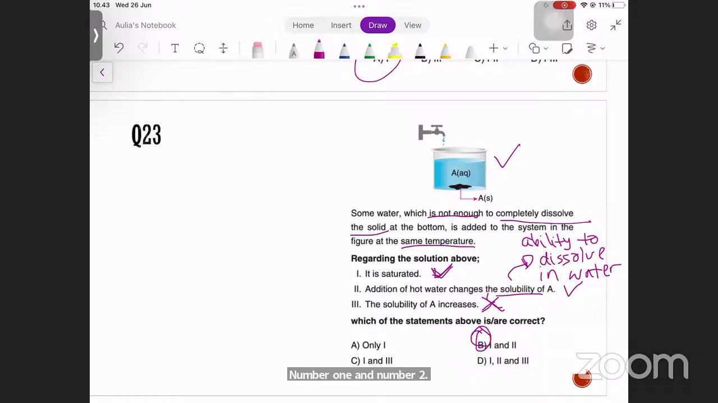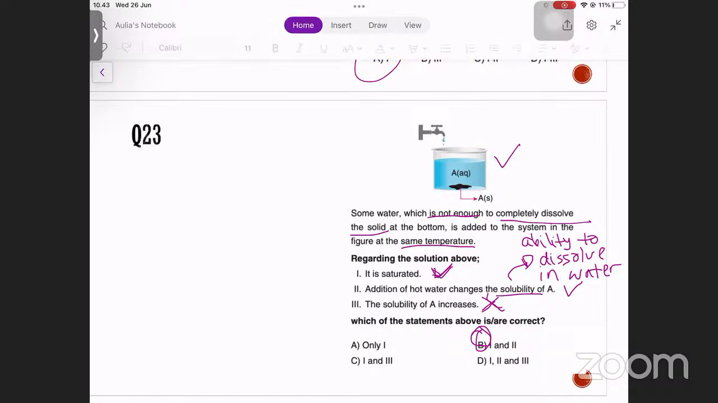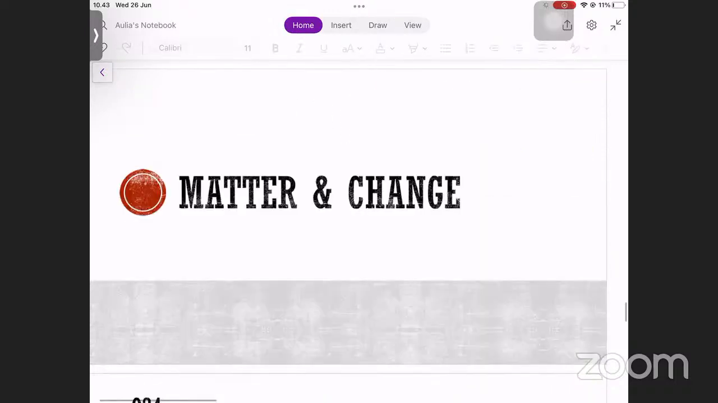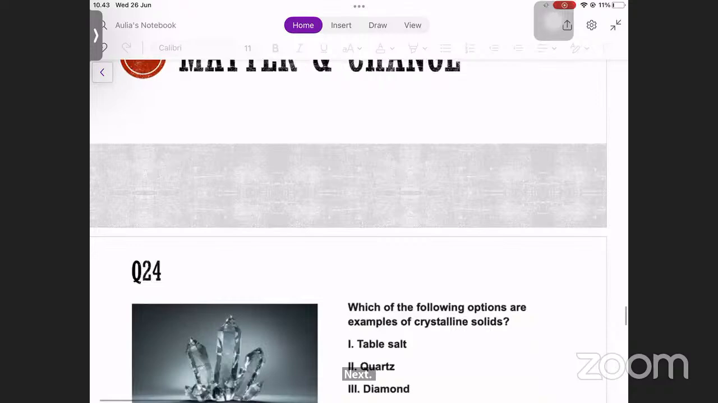Okay, so for this kind of contextual question, it would be better for you to relate it to your daily life. You can try to find analogies that are very close to you, for example this phenomenon about water and sugar or salt, to make it easier for you to imagine the question. Next, the next one is about matter and change.